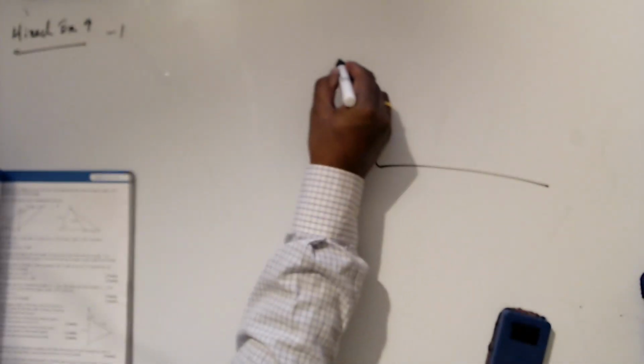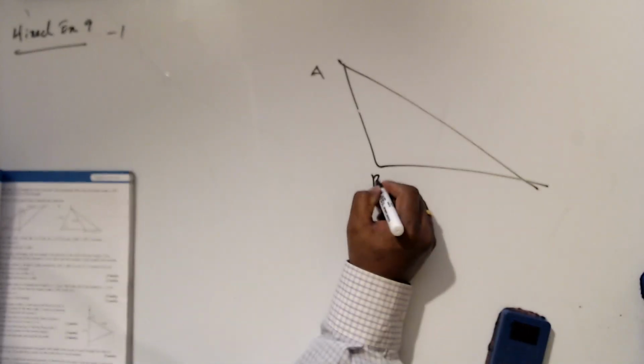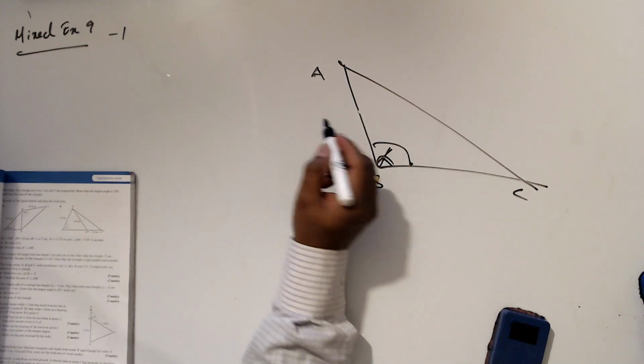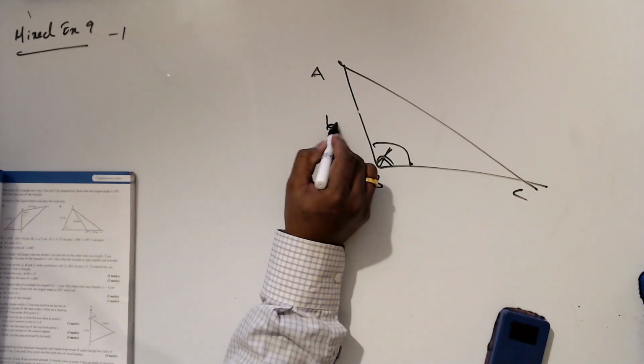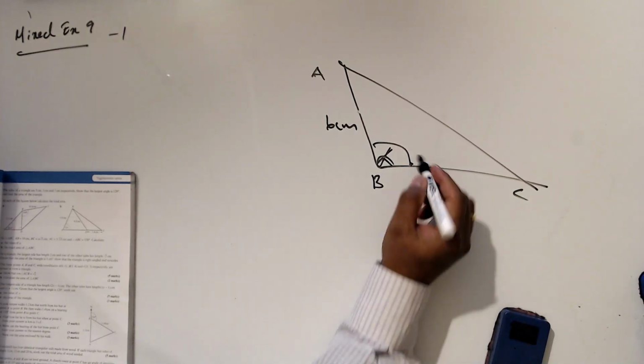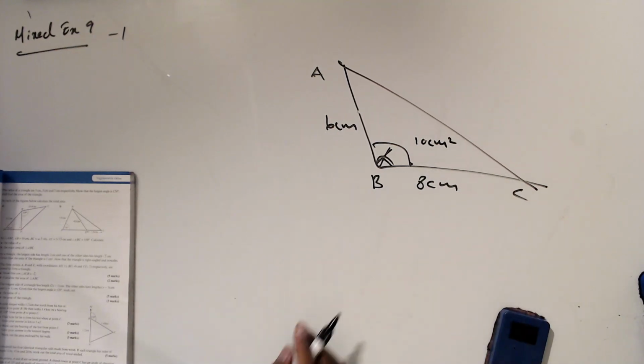Full exercise. Let's start mixed exercise. Question number 1. Triangle ABC has area 10 centimeter square, AB 6, BC 8, and angle ABC obtuse. Find the angle. So we have triangle ABC, and this is alpha, obtuse, and AB is 6 centimeter, and BC is 8 centimeter. Now area is given 10 centimeter square.